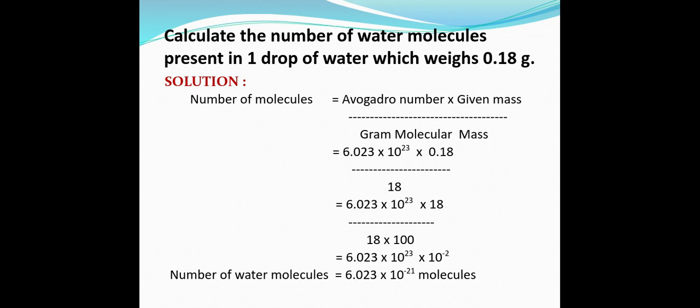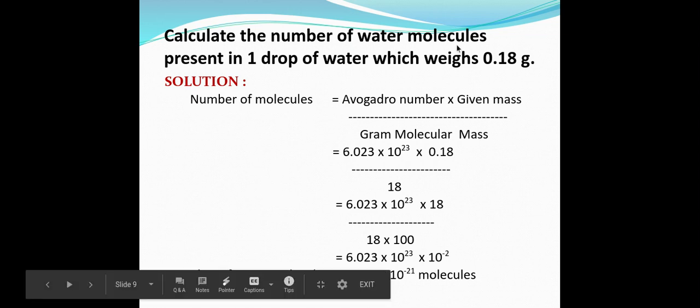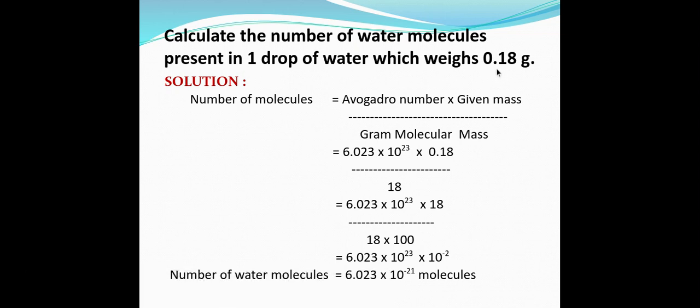The second problem is to calculate the number of water molecules present in one drop of water which weighs 0.18 gram. That is, you have to calculate the number of water molecules present in one drop of water. So what is the formula you will use? The number of molecules is equal to Avogadro number into given mass divided by gram molecular mass. So what is the value of Avogadro number? 6.023 into 10 to the power of 23. The given mass is 0.18 divided by the gram molecular mass of water.